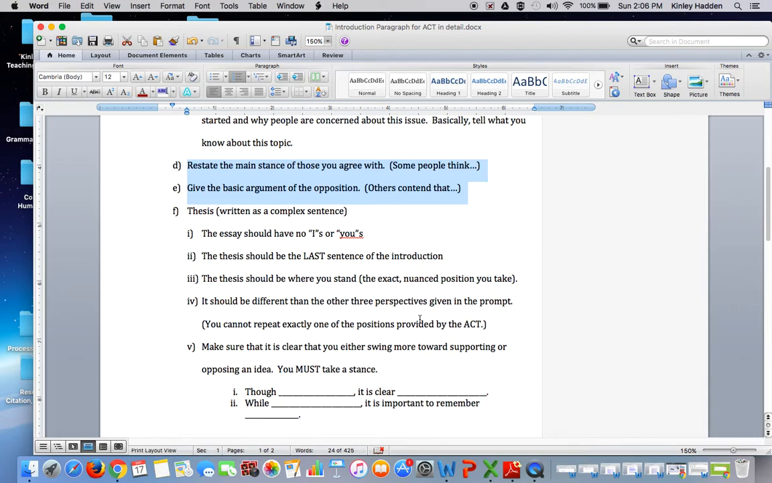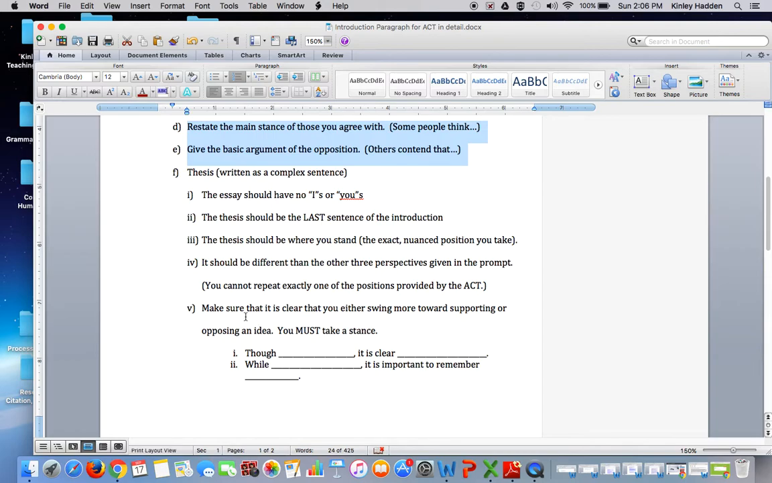So make sure that it's clear that you either swing more towards supporting or opposing the idea that you're arguing. Here are the two sentences that I would like you to use for your complex sentence structure. Though blank, comma, it is clear, blank, period.